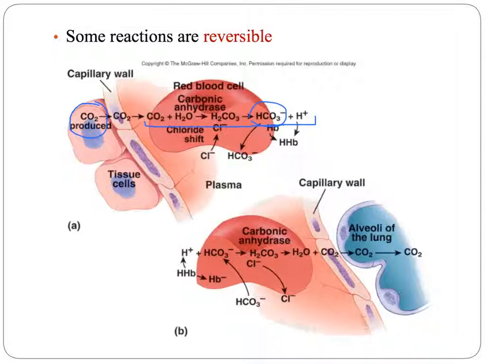But when we get to the lungs, that needs to be reversed. Hydrogen ion plus the bicarbonate ion needs to be turned back into carbonic acid and back into water and carbon dioxide so that the carbon dioxide can be released into the lungs and get back out into the air. If this reversible reaction did not exist, we would not be alive because we would not be able to get rid of the carbon dioxide that is made through cellular respiration.